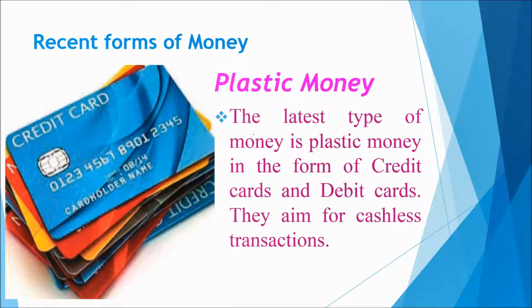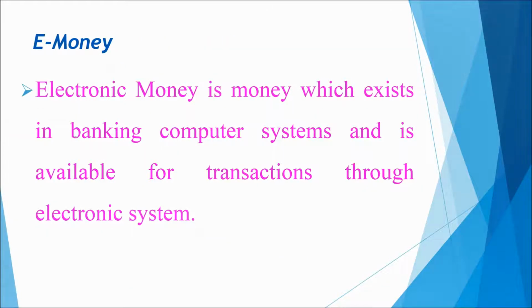The first one is plastic money. The latest type of money is plastic money in the form of credit cards and debit cards. They aim for cashless transactions. Here we can see the picture of credit cards. Next, we are going to learn about e-money. E refers to electronic. So, electronic money is money which exists in banking computer systems and is available for transactions through electronic systems.